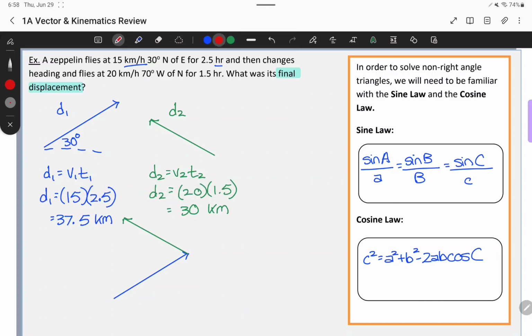And I can see that overall, the Zeppelin does go up. But notice I don't really know the angle there. I don't know what direction it's going in. I'm going to call that my resultant. And I'll just label D1 and D2.